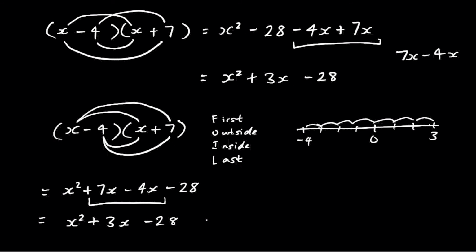So you can see that this result is exactly the same result as the one we got from the method before, the eyebrows and chins method. And it's exactly the same as we would get if we applied FOIL. We've done exactly the same thing here.